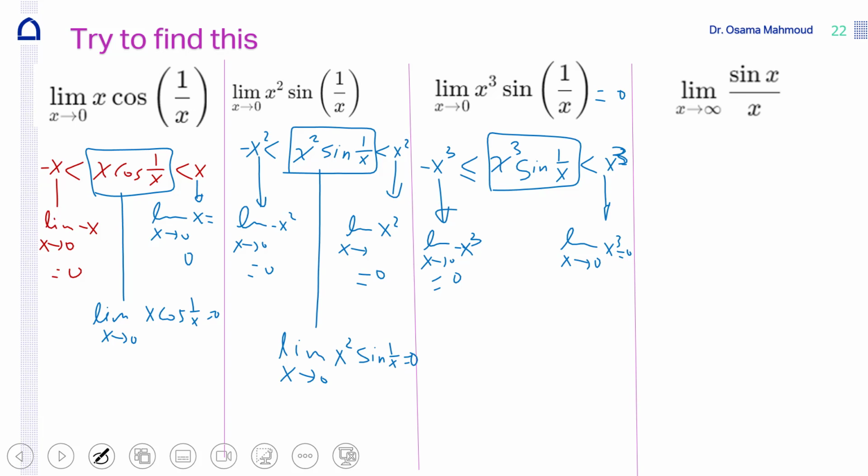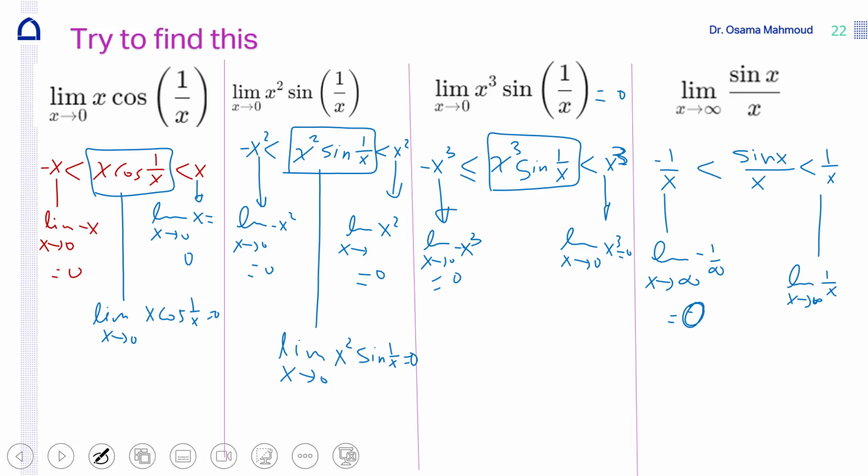Here, I know sine x over x is in between minus 1 over x and positive 1 over x. If I take the limit for the left one, when x tends to infinity, I get minus 1 over infinity, which is equal to 0. For this one, the limit when x tends to infinity of 1 over x equals 1 over infinity, which is 0. So the limit of sine x over x is 0.